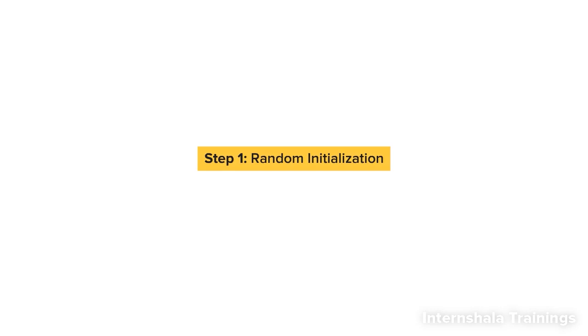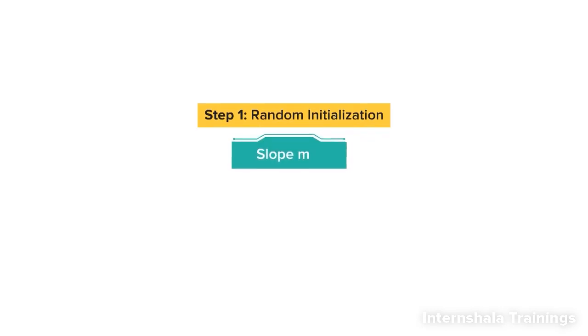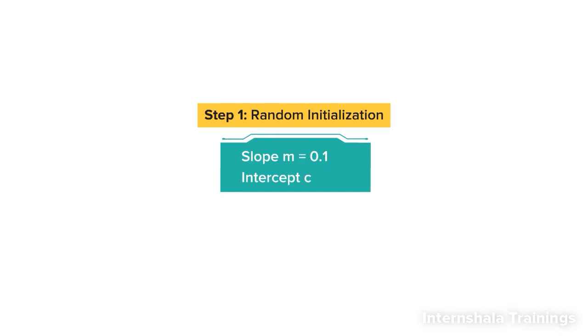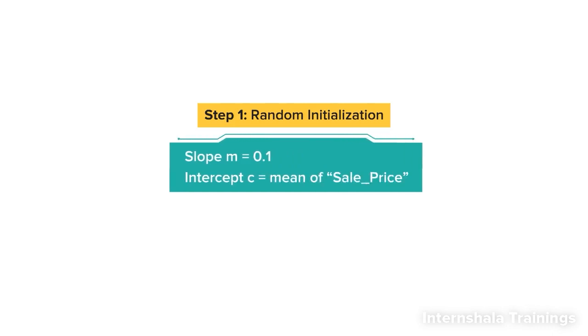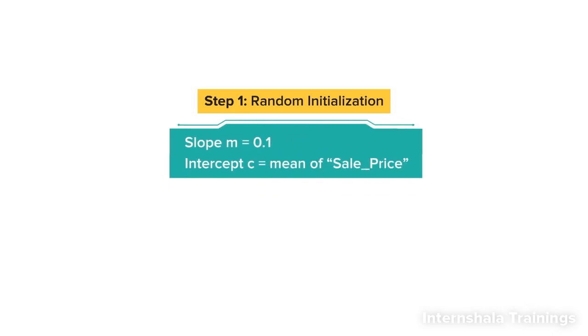Considering the same sale price and flat area problem that we have been dealing with in this module, we have two parameters, slope m and intercept c. We can always initialize them to a small random value, but initializing the intercept to the mean regression model is considered better so that gradient descent will not have to start from scratch. Therefore, our initialized parameters can be slope m equal to 0.1, intercept c equal to the mean of sale price.